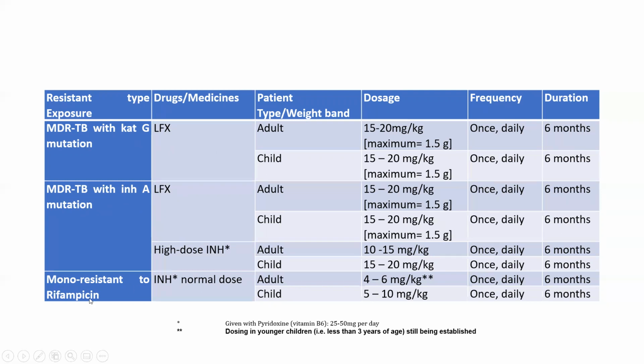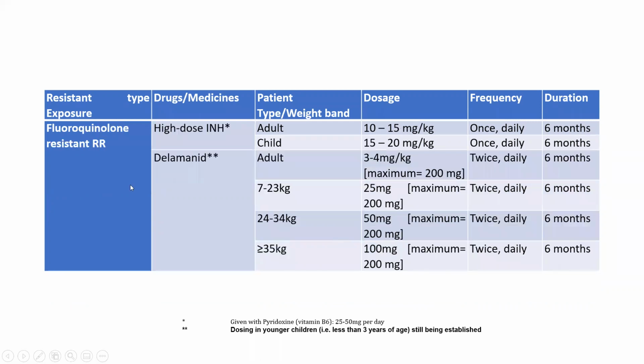Now, whereas for mono-resistance to rifampicin, INH normal dose, especially if there is no resistance to INH. So you can give a normal dose of INH, which is 4 to 6 milligrams in adults and 10 milligrams per kilo in children, for a duration of 6 months. Whereas for type 2 management, where there is fluoroquinolone resistance, you could give high dose of INH in adults, and then also in children, 15 to 20 milligrams per kilo for a duration of 6 months, once daily.